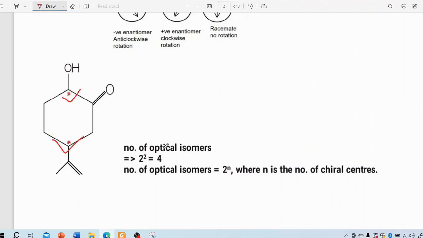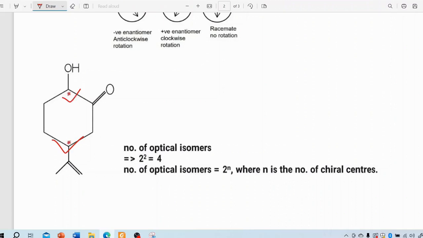So one easy trick to solve MCQs, if they ask you the number of optical isomers, is to use this formula. Number of optical isomers is 2 to the power n, where n is the number of chiral centers. So if there are two chiral centers, n will be 2, so 2 to the power 2 is 4. So there will be 4 optical isomers.